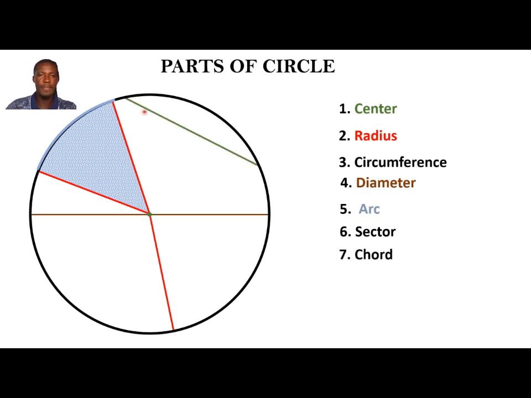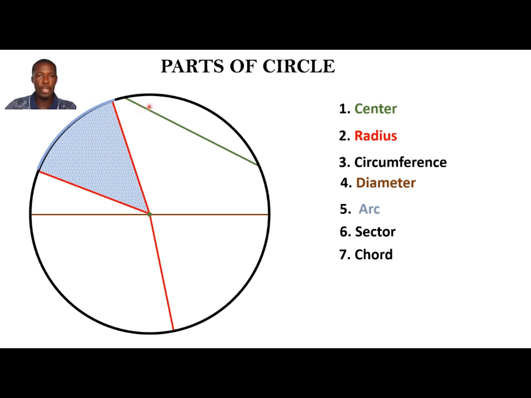We also have a chord, the green line here. A chord is a straight line that divides the circle into 2 halves. The division may be equal or unequal. So as you can see, the green line divides the circle into this segment and this segment.